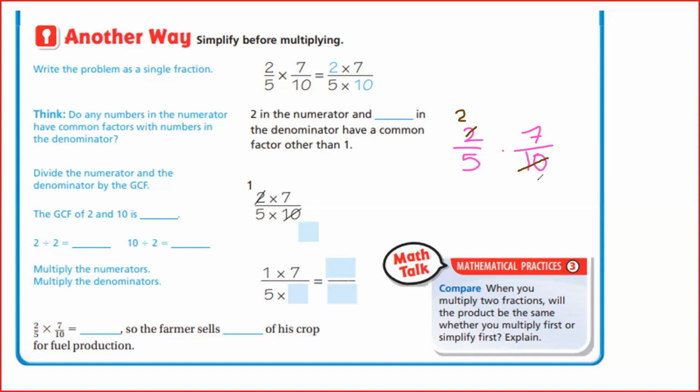And 10 can be divided by what? By 2. Bravo. So now, 2 divided by 2 is 1. And 10 divided by 2 is 5. So 1 out of 5. Bravo. Then next, 1 times 7 is 7. And 5 times 5 is what? 25. Thank you. So the answer will be 7/25.